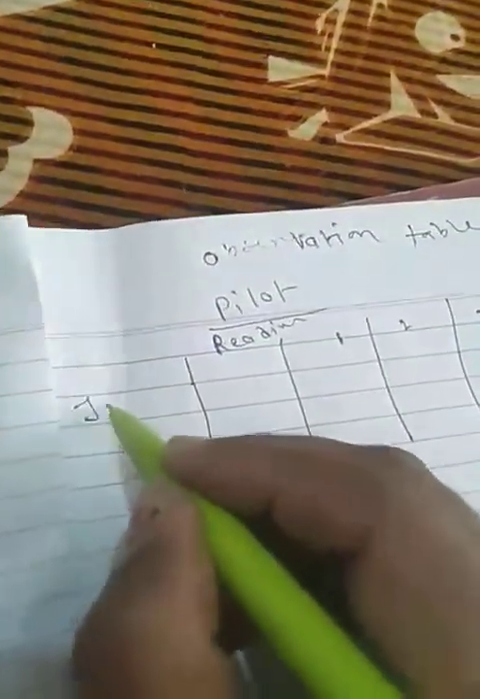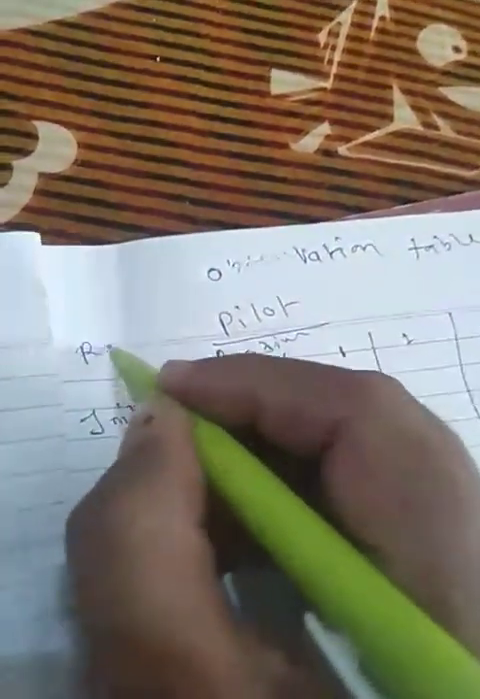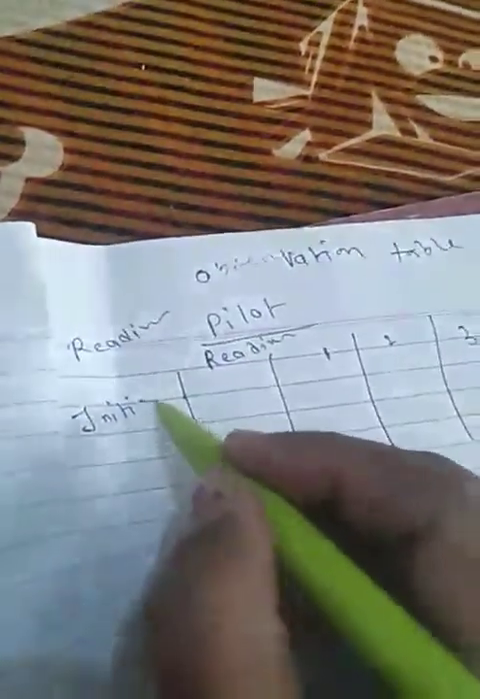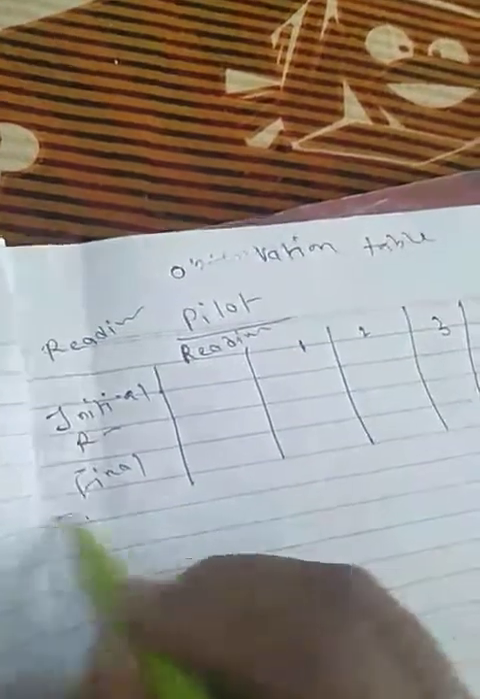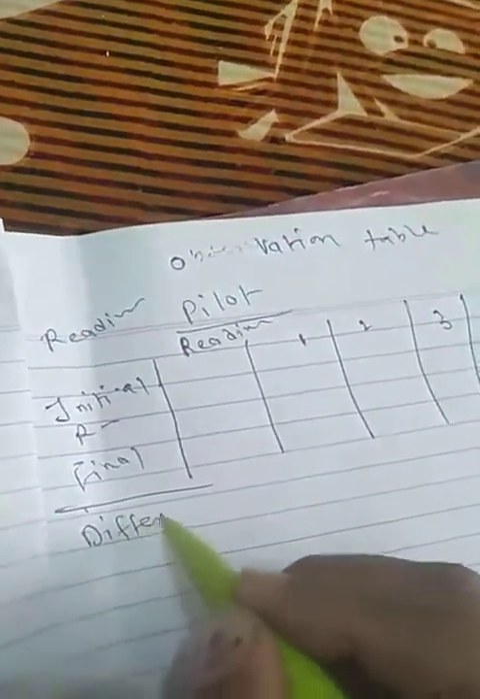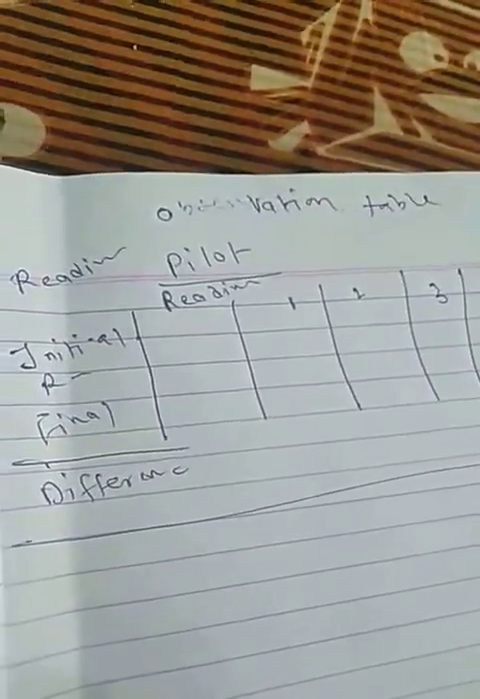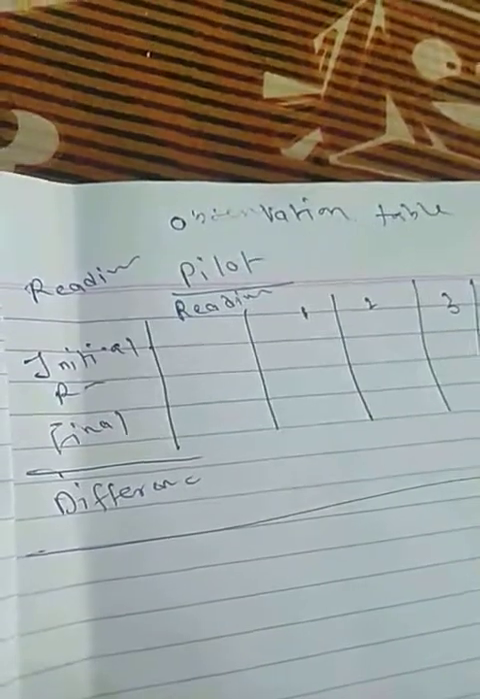Here you have to write the initial reading, final reading and their difference. Okay, you see from the manual, and like that you have to make the observation table. Okay, so I taught you how to take the reading.